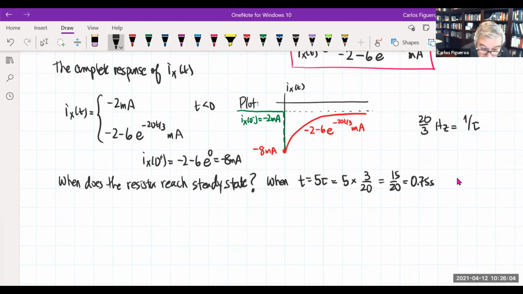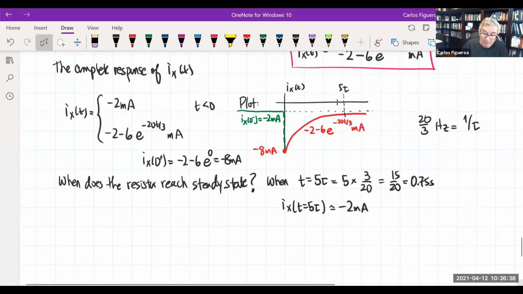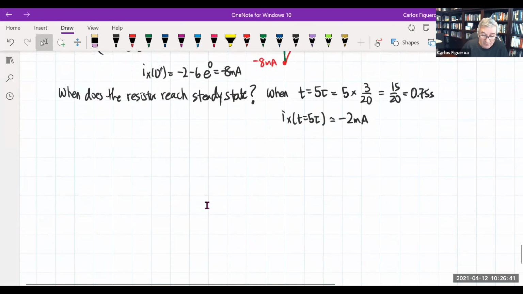So Ix of t equal to 5 tau should approximately equal minus 2 milliamps. So when it reaches this line, we could come in here and say this is 5 tau, and it's roughly at 2 milliamps right there. Okay, that being said, I think we should move on. We want to start looking at the RC circuit. I said RC, I meant RL. Now we're looking at the RL circuit.